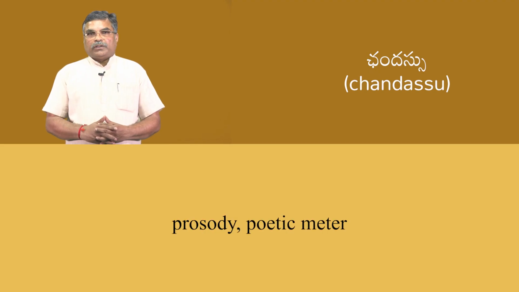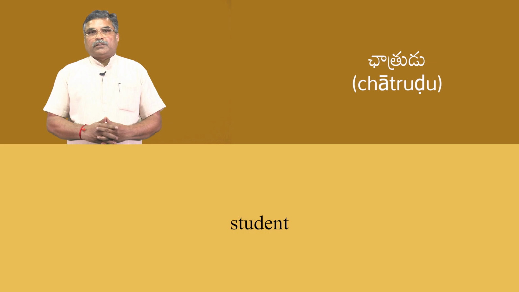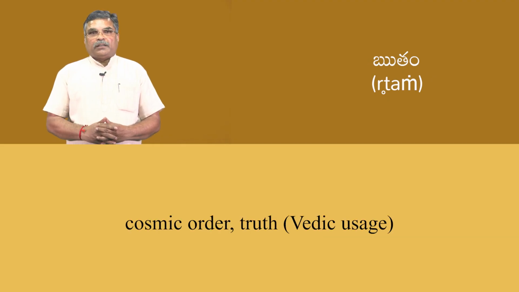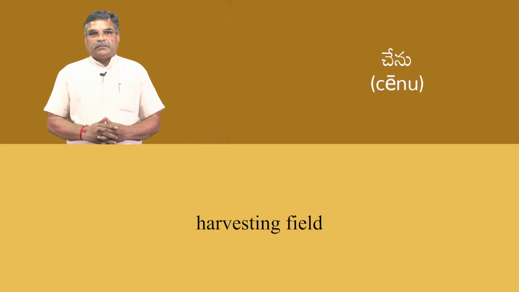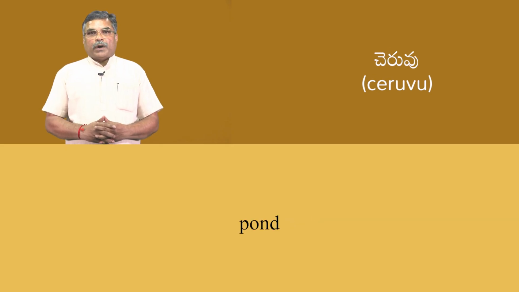chandasu, prosody or poetic meter, chatrudu, student, rujuvu, straight or honest, rutamu, cosmic order or truth. It is Vedic usage. Rigvedam, Rigveda, Chenu, harvesting field, Cheruvu, pond.